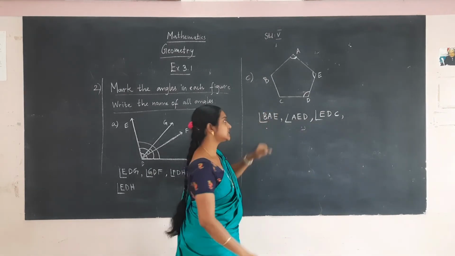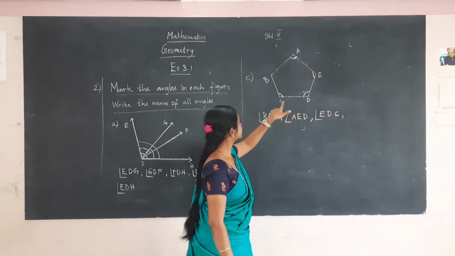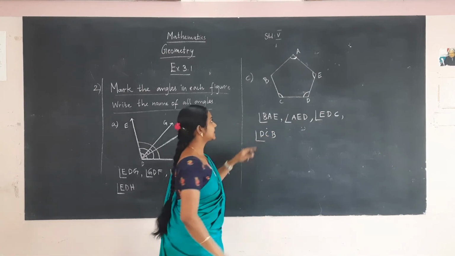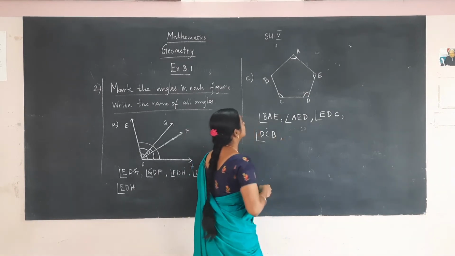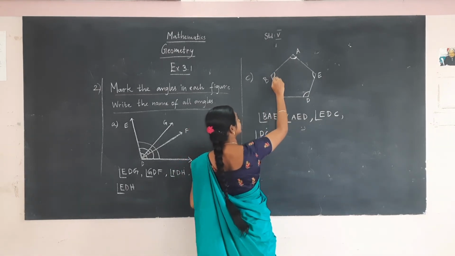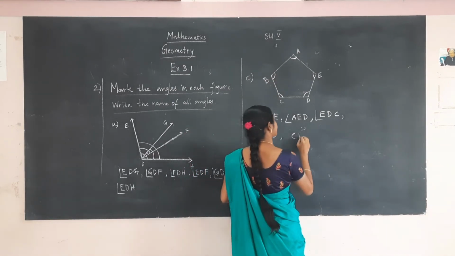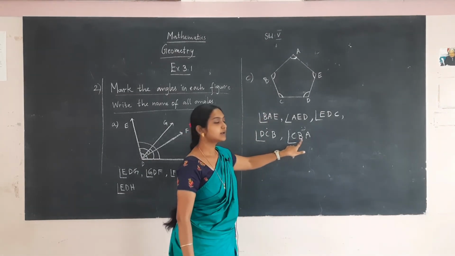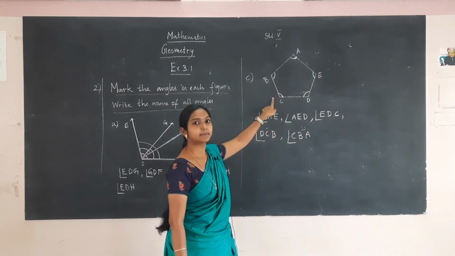Next angle is formed in C also. We should write it as DCB. Angle is formed in C, so C should be written in between. An angle is formed in B also. We should write this as CBA. Angle is formed in B, so B should be written in between. These are the 5 angles formed in this pentagon.